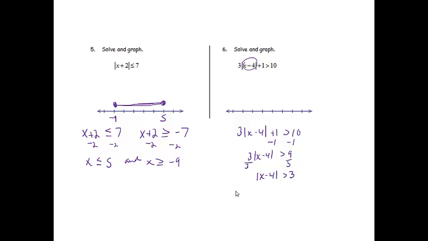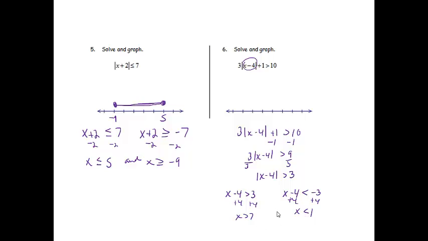Now I get to write 2 equations, or 2 inequalities. So we're going to have x minus 4 greater than 3. My other one will be x minus 4 is less than -3. So we're going to add 4 to both sides. I'll get x is greater than 7. And then on this one, we'll add 4. I'll get x is less than 1.